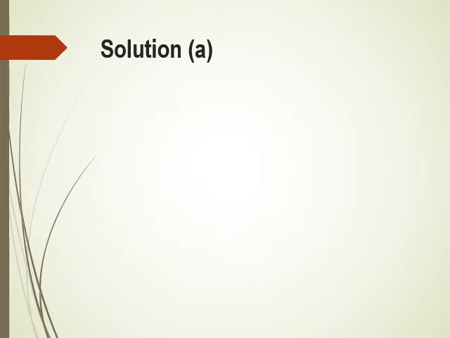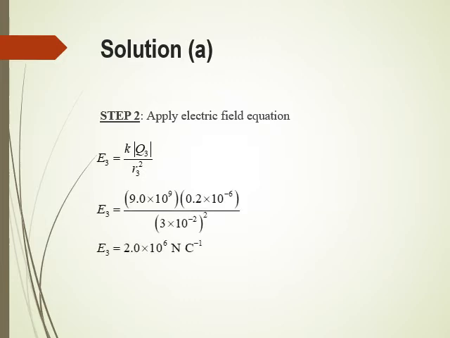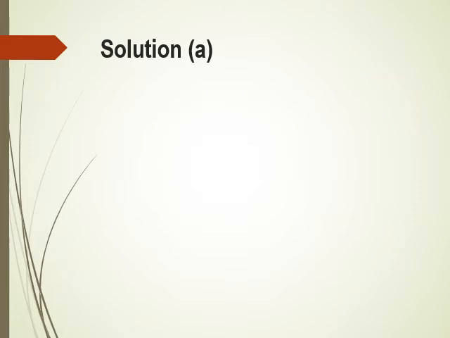Let us repeat the same step for E3. So apply the electric field equation for a point charge. We have E3 equals kQ3 over r squared. So substitute the values into the equation and you will get E3 equals 2 times 10 to the power of 6 newton per coulomb. Again, according to the diagram that we sketched just now, this E3 is pointing to the left. Now that we have the magnitude of E1 and E3, let us proceed to the next step.